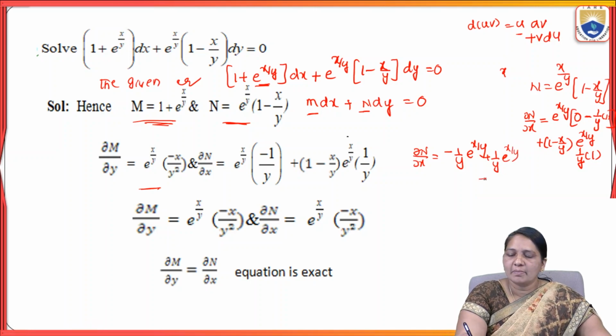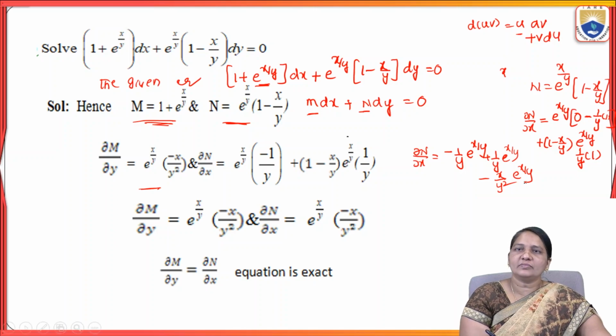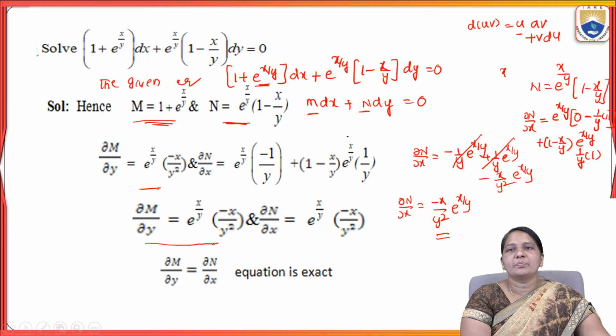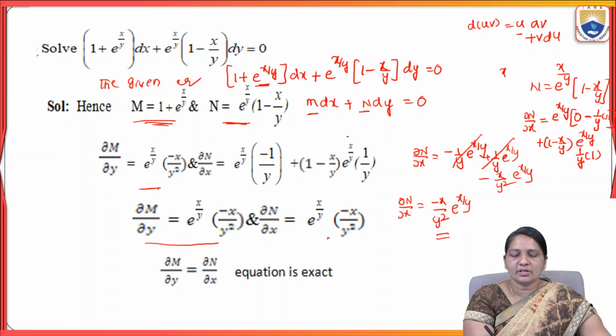Next term is minus x by y into 1 by y, which is 1 by y square, e power x by y. Now plus 1 by y minus 1 by y will be cancelled. So dou n by dou x value is minus x by y square into e power x by y. So this is the value of dou n by dou x.